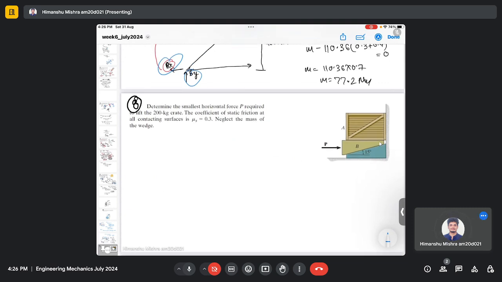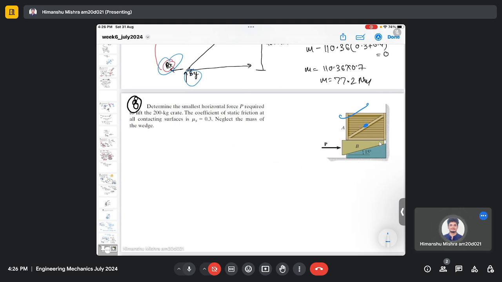So instead of connection, there are three boxes and they are in contact with each other. When we make the free body diagram, we will separate each of these boxes and do the force balance and moment balance analysis separately on each box. So here we need to calculate the unknown force P to lift the 200 kg crate. This crate has a mass of 200 kg here, and the coefficient of friction at all surfaces is 0.3. So what happens here?